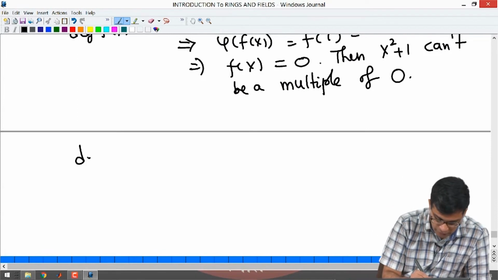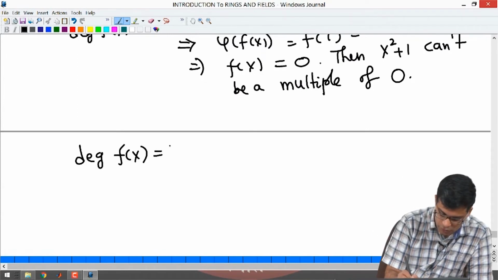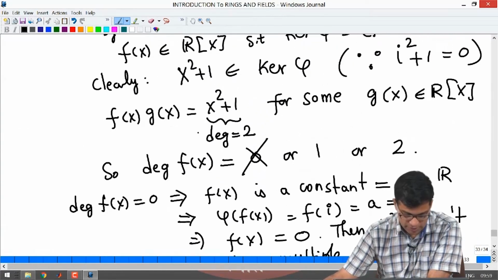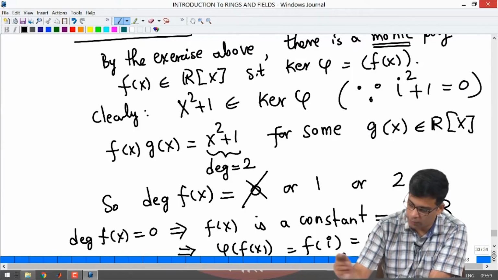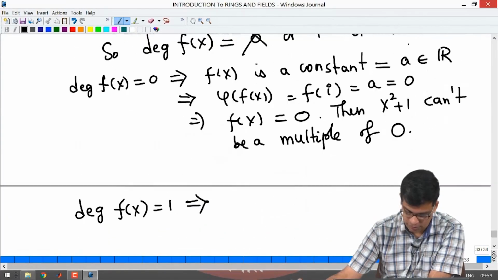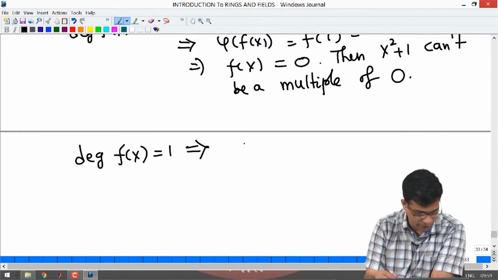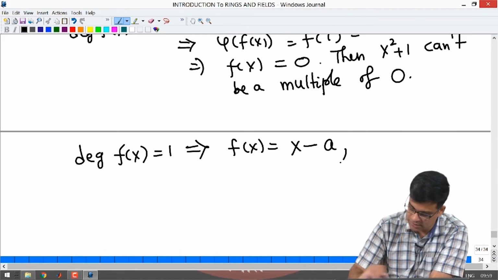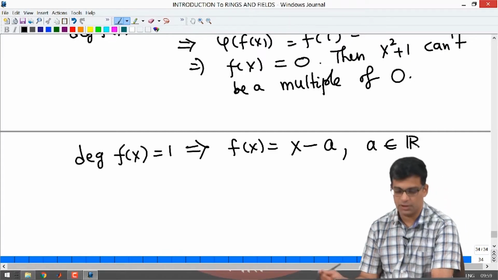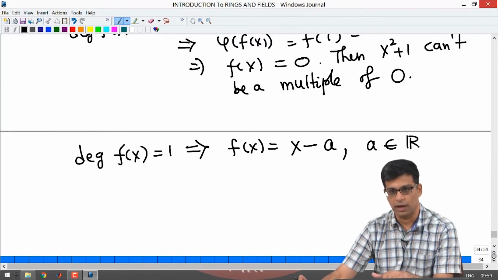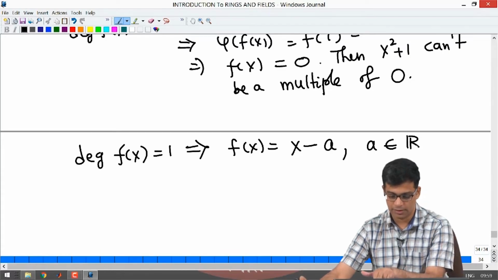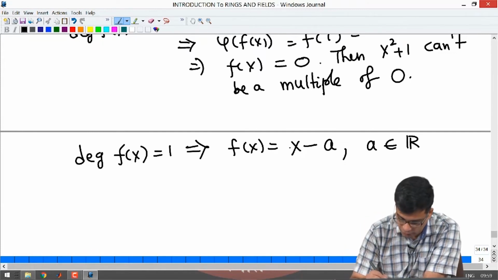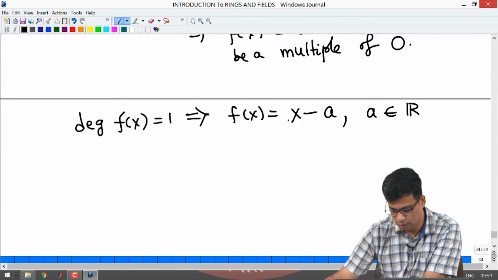Now let us see, degree of f x is 1, can this be possible? Remember f is a monic polynomial by choice. There is a monic polynomial f x such that kernel phi is all multiples of f x. So if f x is degree 1 and monic, f x is of the form x minus a. What are degree 1 polynomials? The highest degree of x is 1, so x minus a or x plus a. In general you can have a coefficient, but because it is monic, the coefficient is 1.